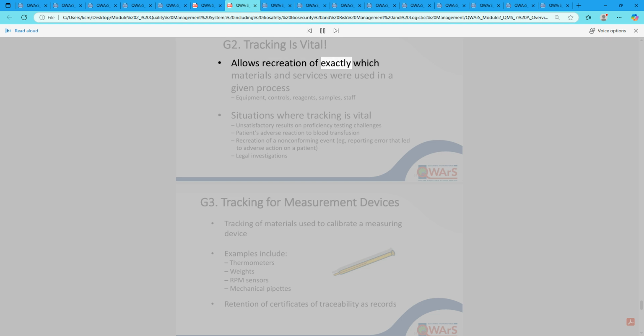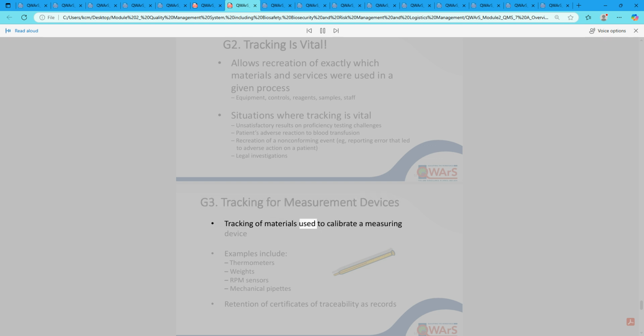It allows recreation of exactly which materials and services were used in a given process: equipment, controls, reagents, samples, staff. Situations where tracking is vital: unsatisfactory results on proficiency testing challenges, patient's adverse reaction to blood transfusion, recreation of a nonconforming event, e.g., a reporting error that led to adverse action on a patient, and legal investigations.